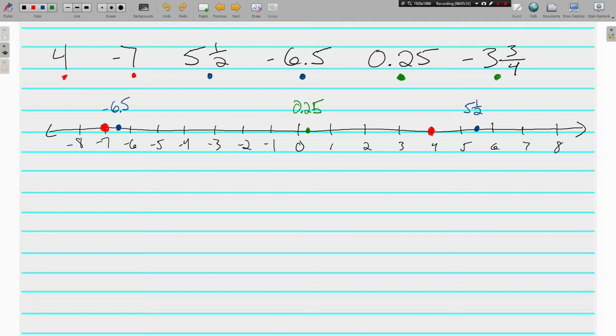And then this guy, negative 3 and 3/4. 3/4 is greater than a half, so we need to make sure that our dot is closer to negative 4 than it is to negative 3.